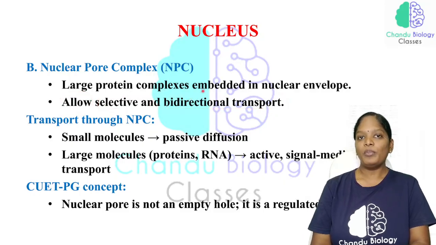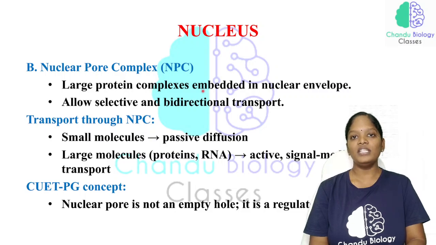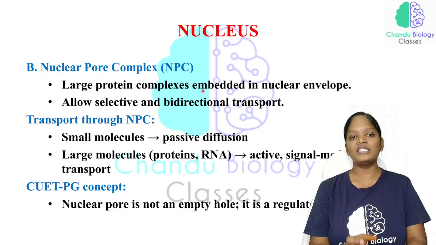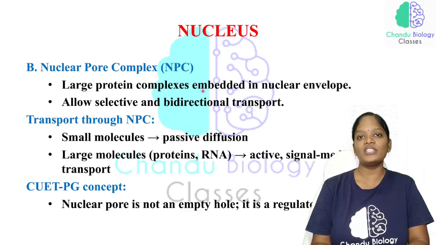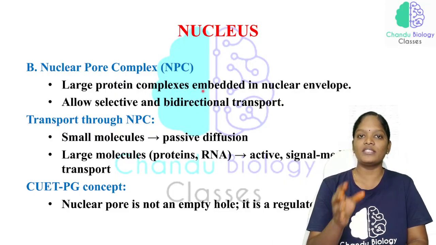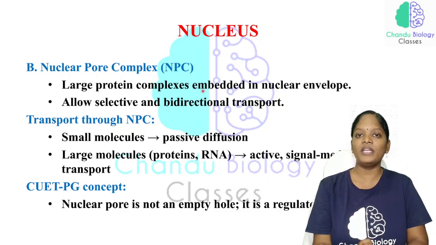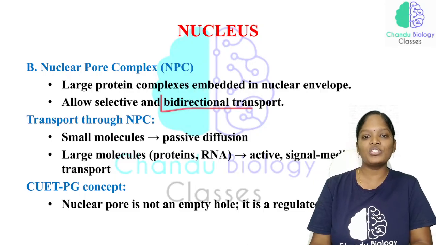The nuclear pore will not allow all the components present in the nucleus to pass to the cytoplasm and from the cytoplasm to the nucleus, but it is selective. And it is bidirectional. It is not unidirectional, that is, from the nucleus to the cytoplasm but not from the cytoplasm to the nucleus. It is not like that. It mediates transport from the nucleus to the cytoplasm and from the cytoplasm to the nucleus. It is a bidirectional transport.